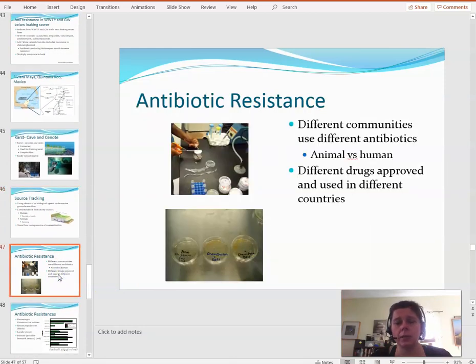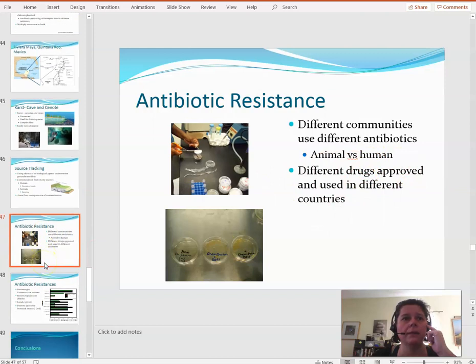So we did testing for antibiotic resistance. We collected water from these sites. We looked at different antibiotics that affect humans and infect animals, and we looked at different drugs that are approved for different countries. A lot of times American tourists bring in their drugs that are not even used in certain countries into those areas, and we were looking for different antibiotics.